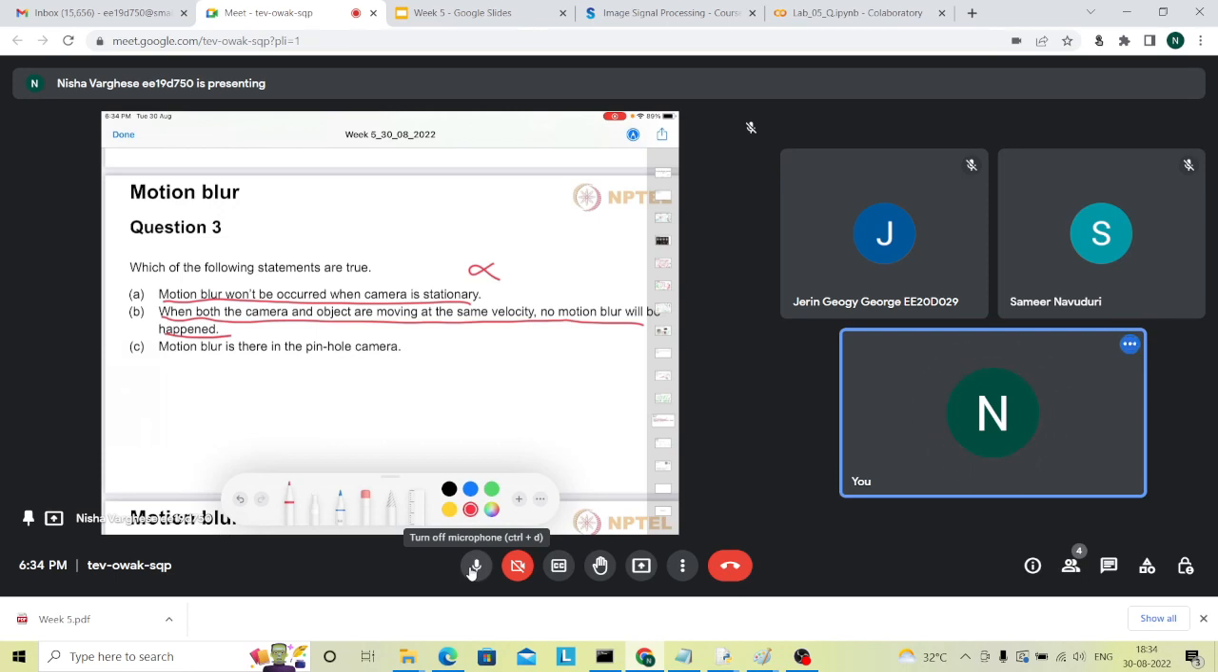Here, is the statement correct? Yes, the statement is correct, because if the object and camera are moving at the same velocity, in the same direction, there will not be any motion blur, because from a particular point of the world, one ray will hit the image plane. So there will not be any motion blur. Okay. Then the next one is motion blur in the pinhole camera. So we know that in a pinhole camera there is no defocus blur. So even if there are different depths, there won't be any blur in the case of a pinhole camera, but motion blur can be there in a pinhole camera. So option C is also true.